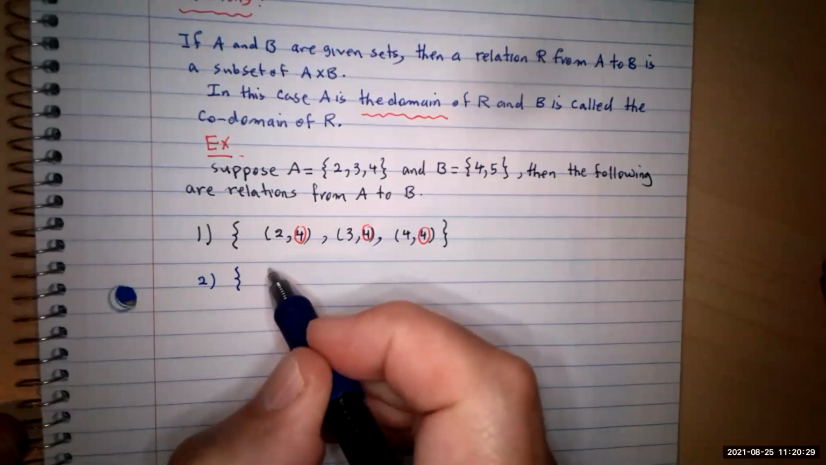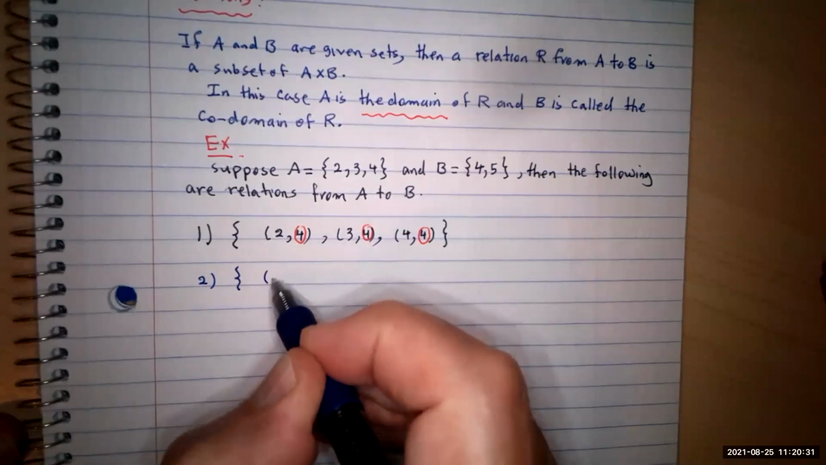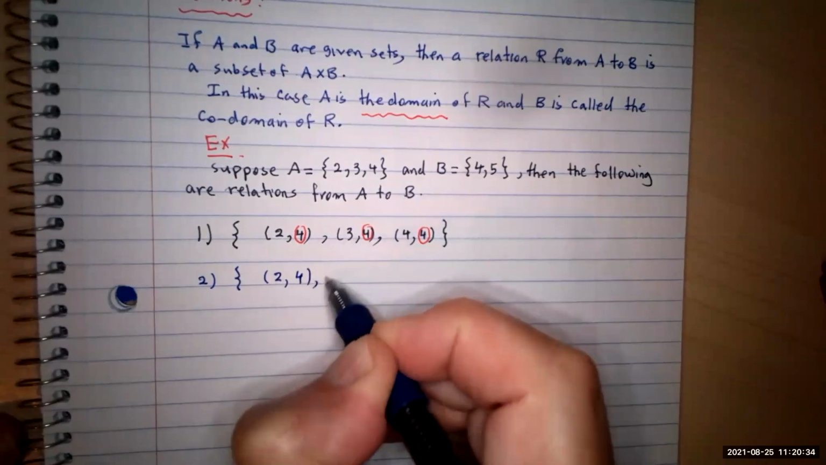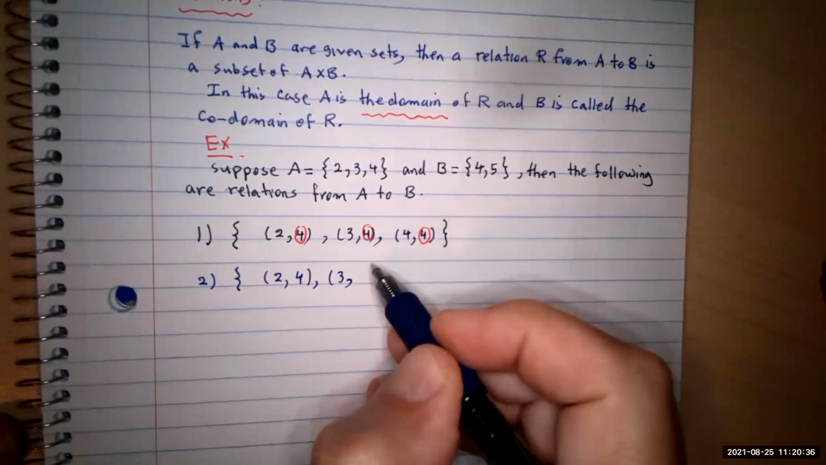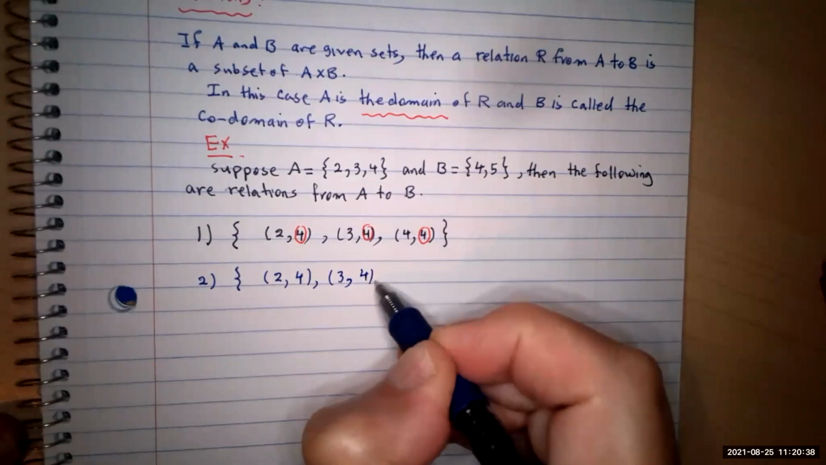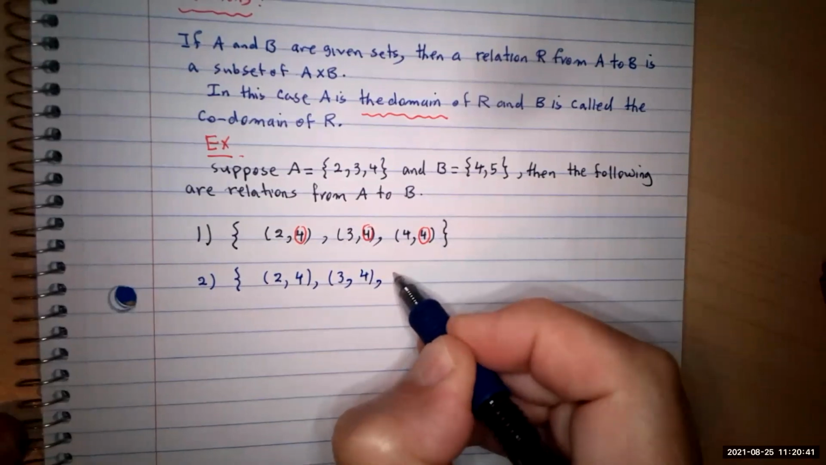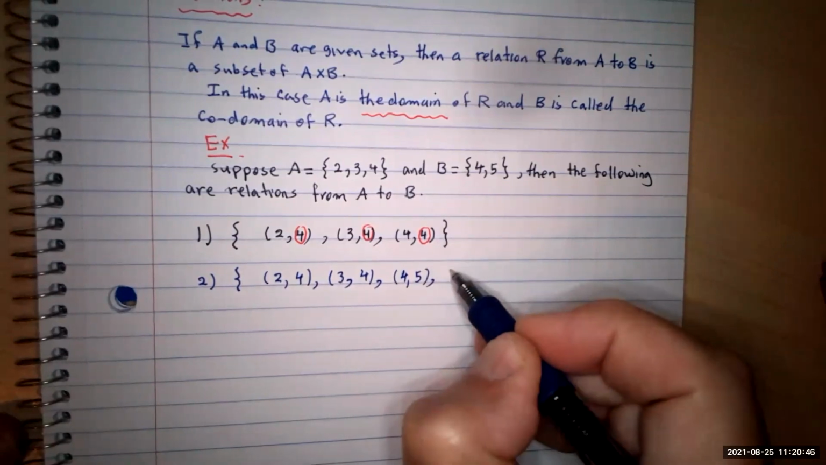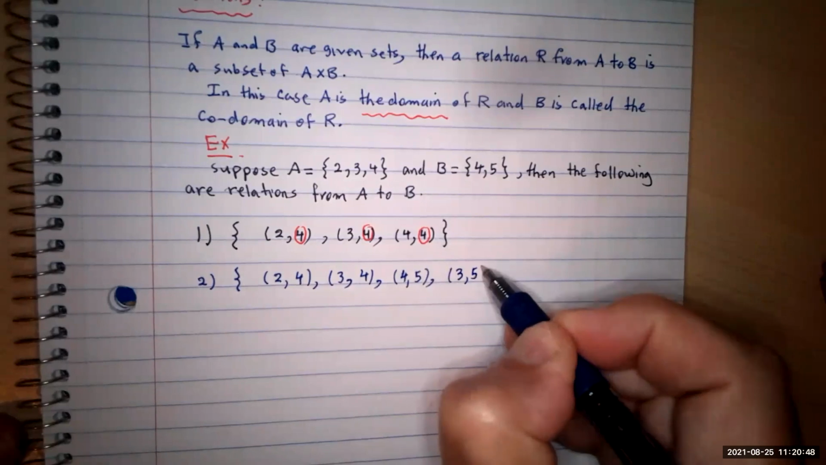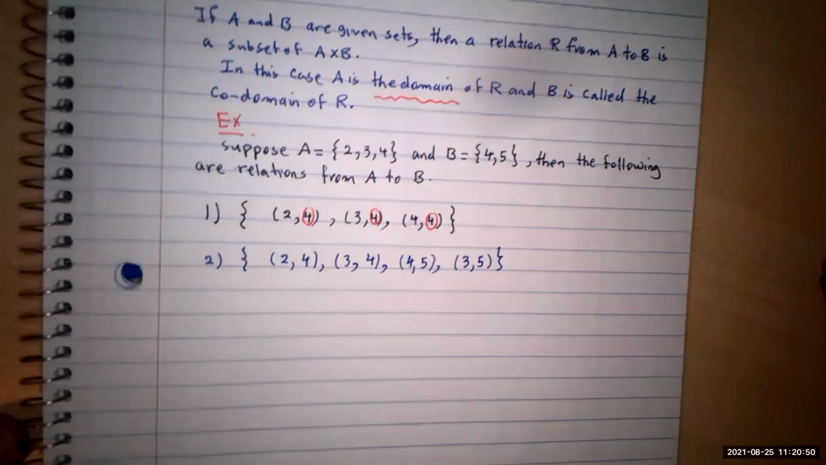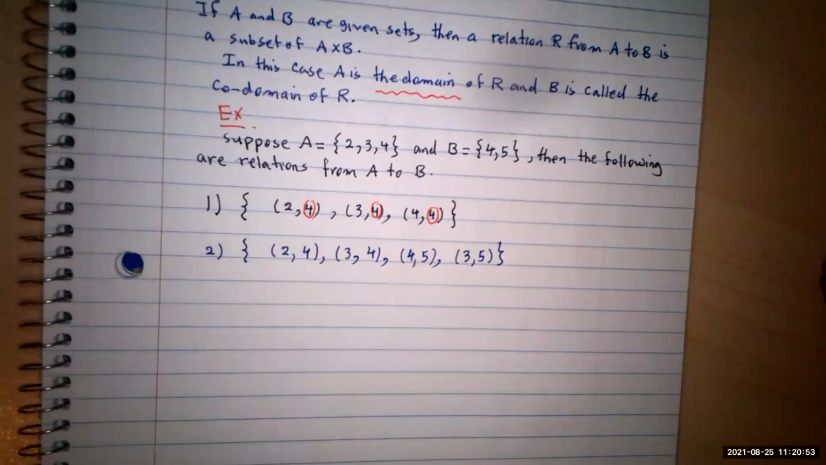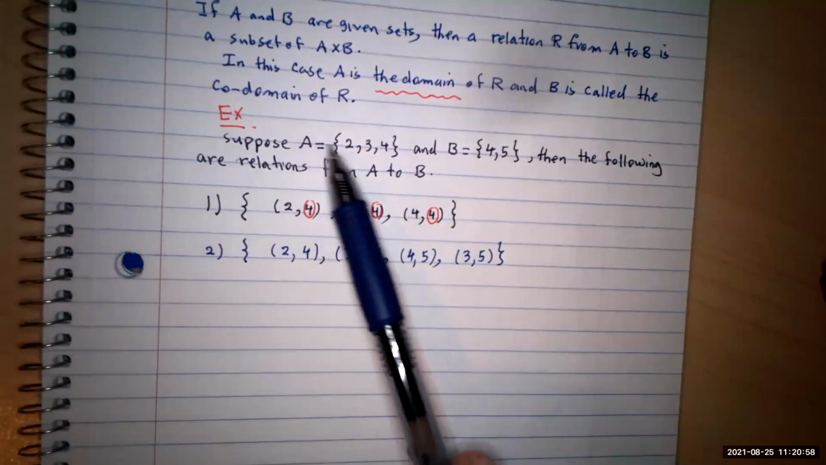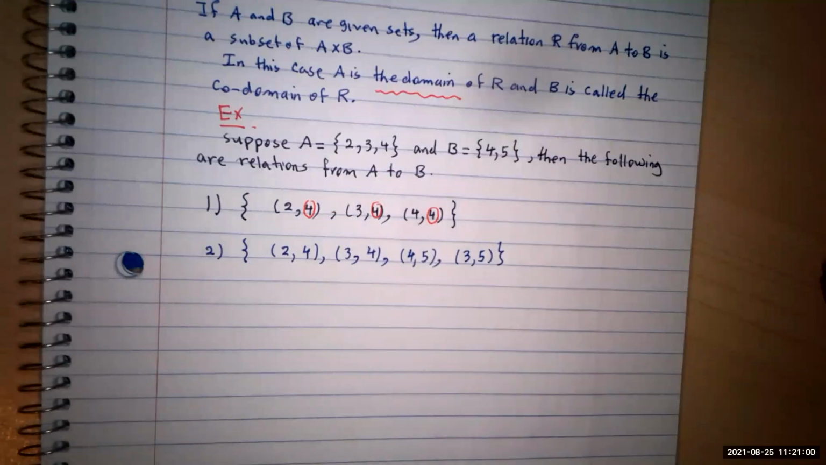The second relation is this one. We have 2 is related to 4. 3 is related to 4. 4 is related to 5. And then again, we have 3 related to 5. So that's going to be another relation. Again, the domain and the codomain are going to be the same. There's going to be a range, but we talk about the range when we get to the function, not for the relation.